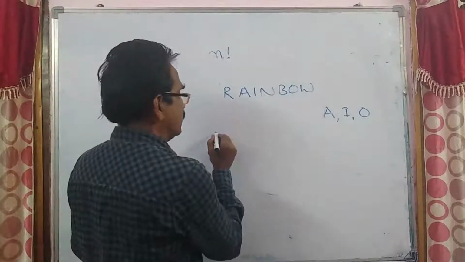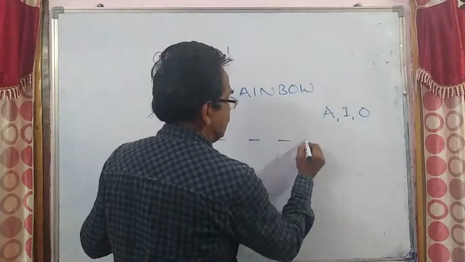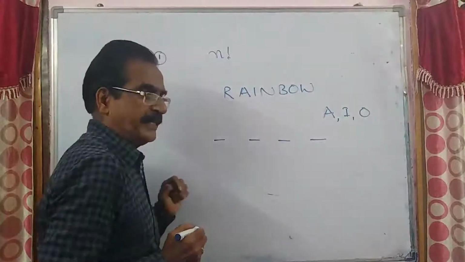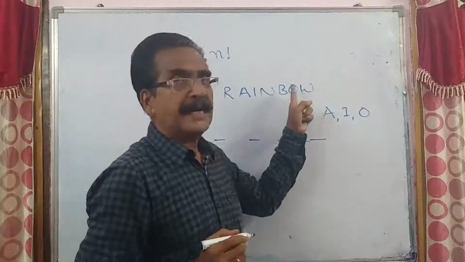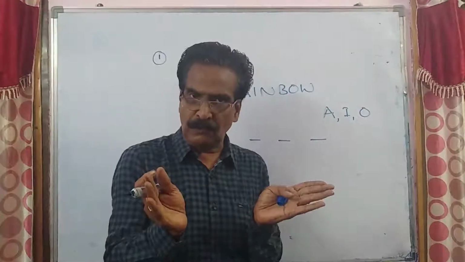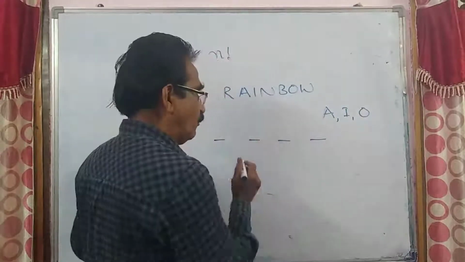How many consonants are there? 4 consonants are there. Let us arrange the consonants first. The 4 consonants R, N, B, W can be arranged in 4 factorial ways.